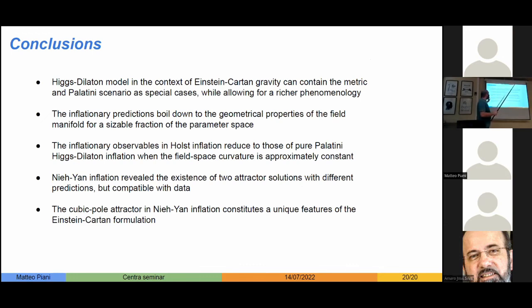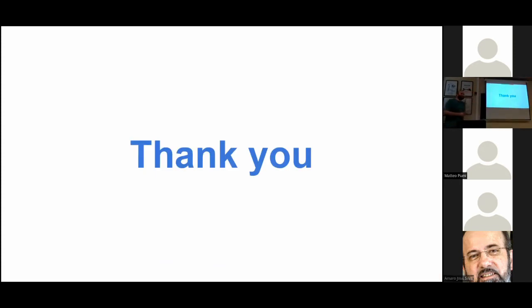So to conclude, the Higgs-Dilaton model is very nice. It works also in Einstein-Cartan gravity, and we can contain the metric and Palatini scenarios as particular cases, but also have a richer phenomenology. Also, we have seen that the predictions are quite remarkably boiling down to just geometrical properties of the kinetic field manifold. Holst case reduces to Palatini, and Nieh-Yan can do both things and still be incompatible with data. And this cubic pole is something quite unique. And thank you for the attention.